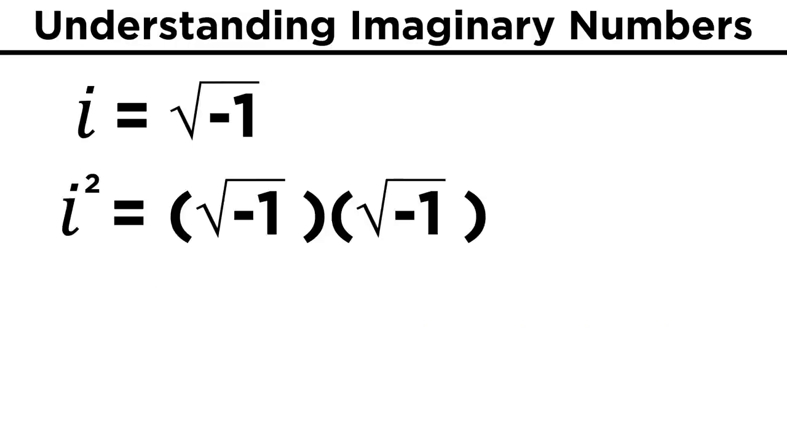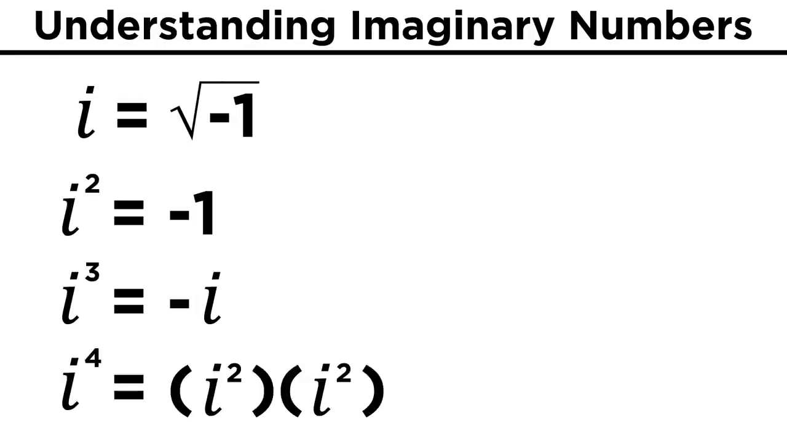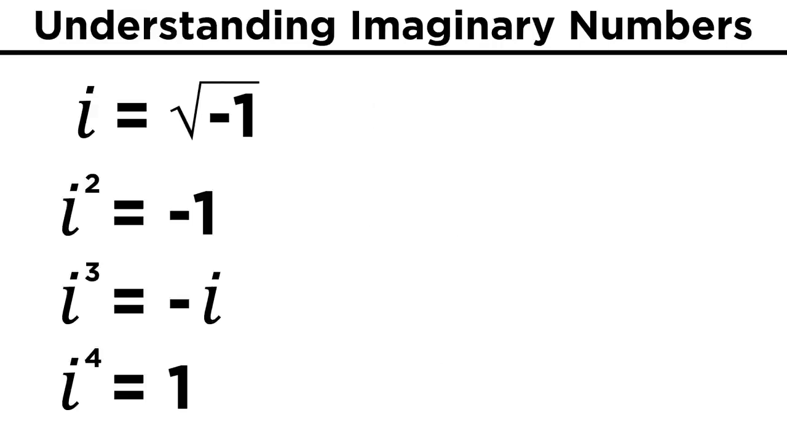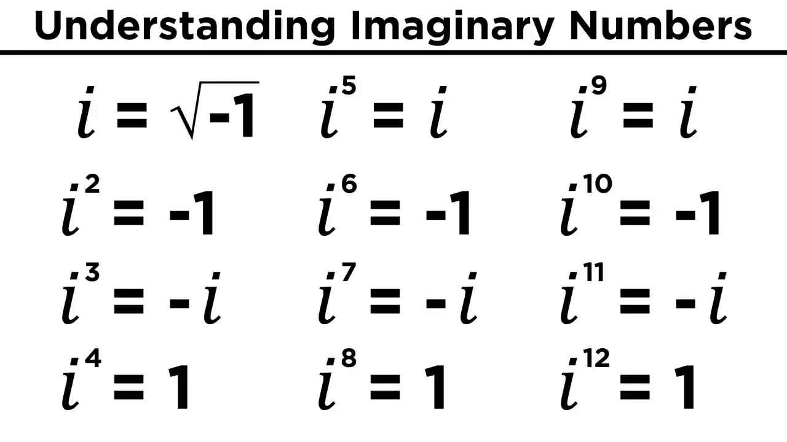i squared, for example, is root -1 times root -1, which is -1. i cubed can be expressed as i squared times i, and we just said i squared is -1, so i cubed is equal to -i. i to the fourth is i squared times i squared, or -1 times -1, which is 1. This series of 4 values repeats every 4 powers of i, so i to the 5th through 8th will be these values once more, and then we start again.